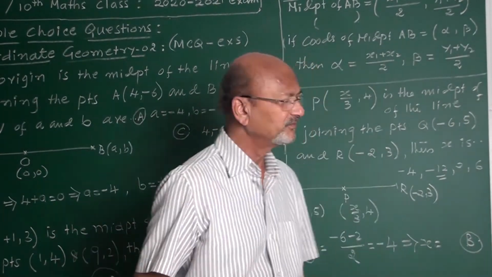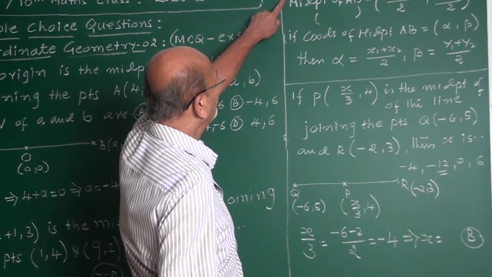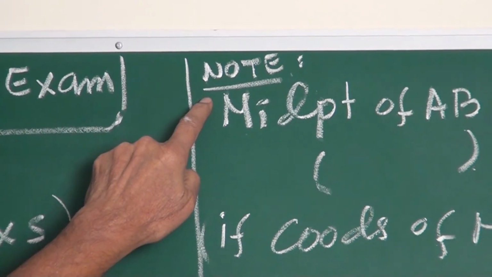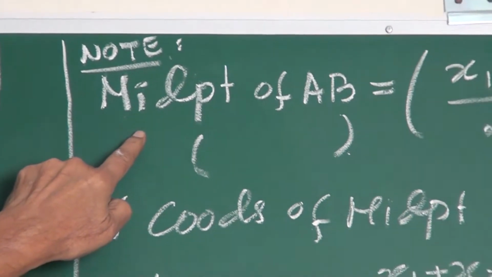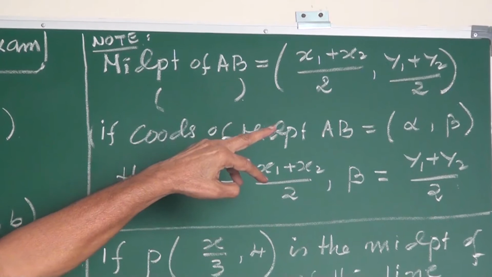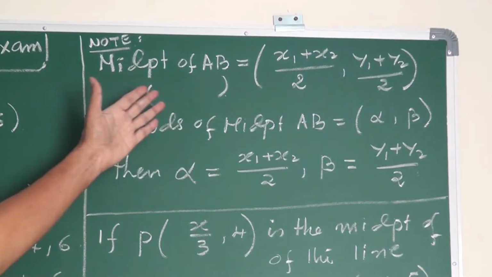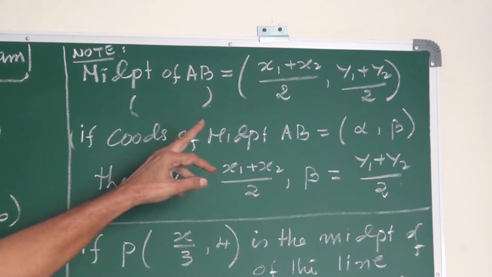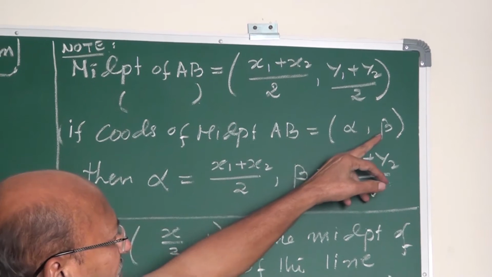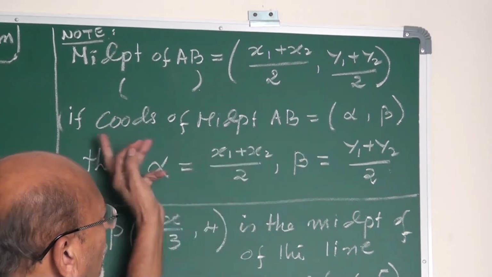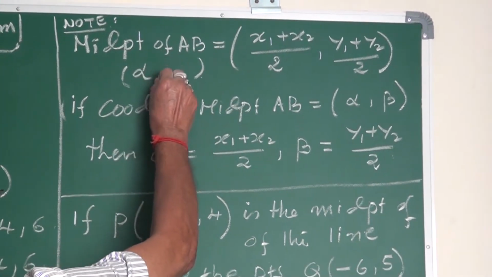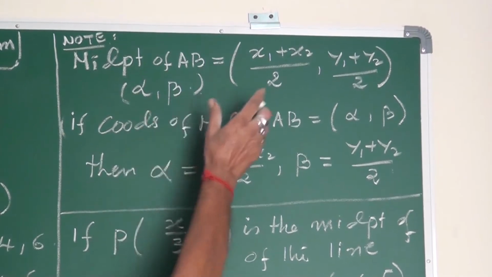My friends, I have written one small note here. What do you mean by note? It is a small result where we use it. You know the midpoint formula: sum of x coordinates divided by 2, sum of y coordinates divided by 2. That is the midpoint of a line joining two points. If the coordinates of the midpoint of AB are alpha, beta, then you write this is alpha, this is beta. Then these coordinates are the same.